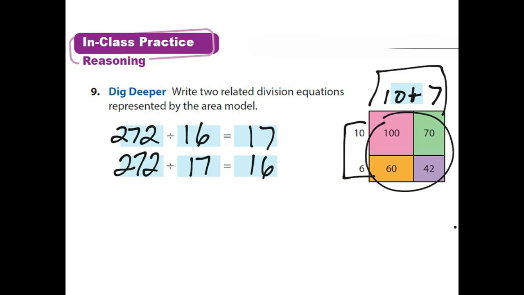This is day 2 of lesson 5.6. Use partial quotients to divide by 2-digit numbers. It is found on pages 235 through 238 in your workbook, and today we're going to be on page 237.